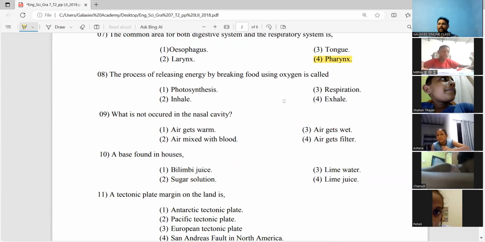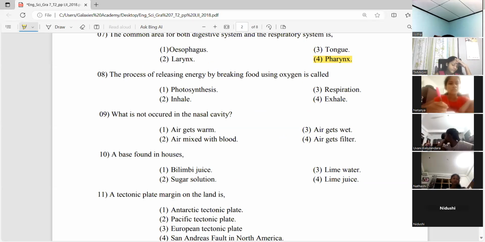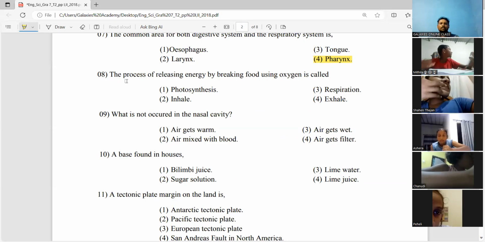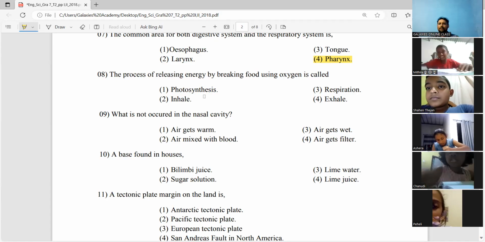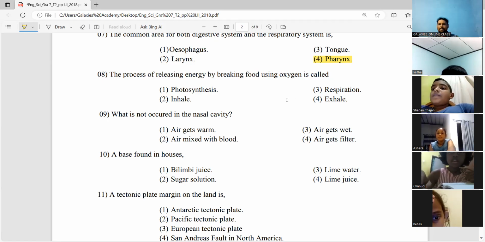Right, number 8, look at question number 8. The process of releasing energy by breaking food using oxygen is called photosynthesis, respiration, inhale, exhale. What's the name? Respiration. Yes, respiration.